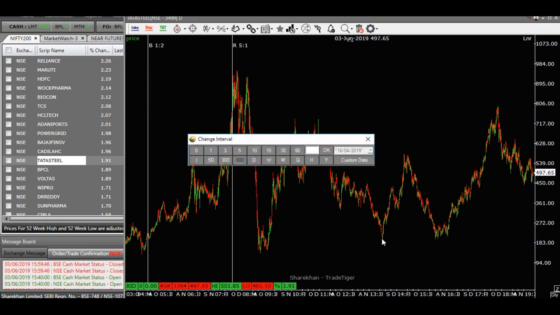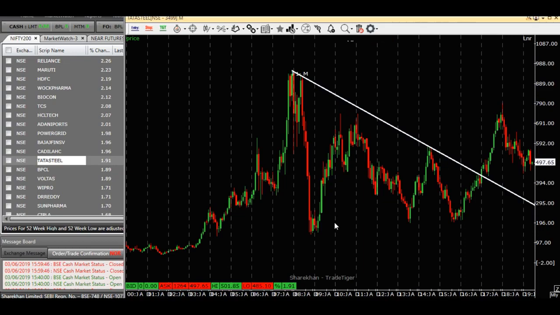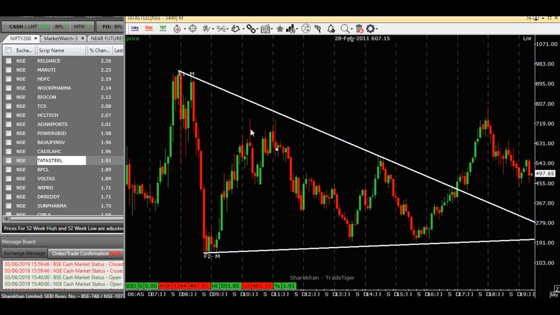Now this is Tata Steel. If we look at it on the monthly time frame, right? So we have a descending triangle pattern. Okay, similar lows and lower highs. So if this is my breakout, I will enter here. Okay. First target will be the first swing high, which is right here. And final target will be the next second swing high, which is right here. Right? So both targets are achieved in this case.